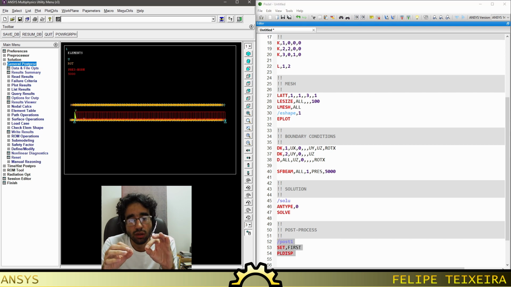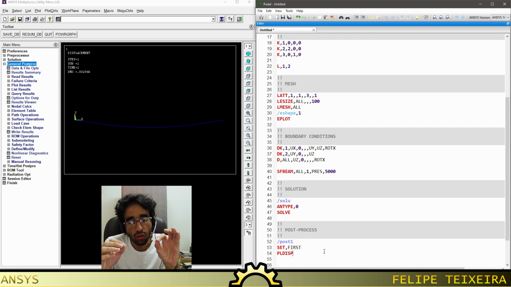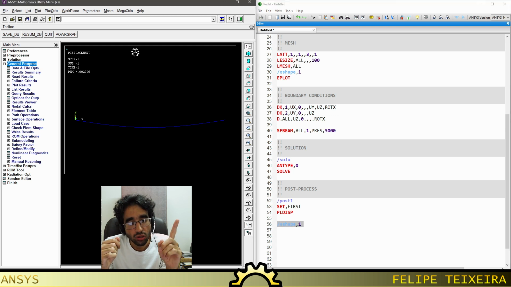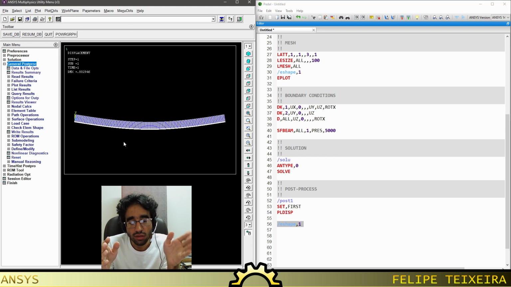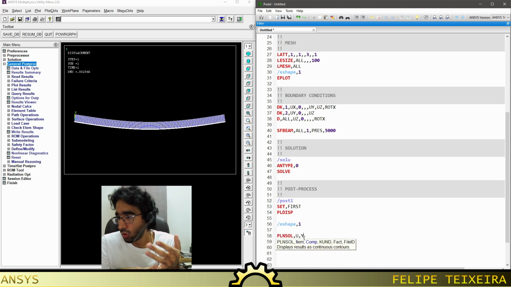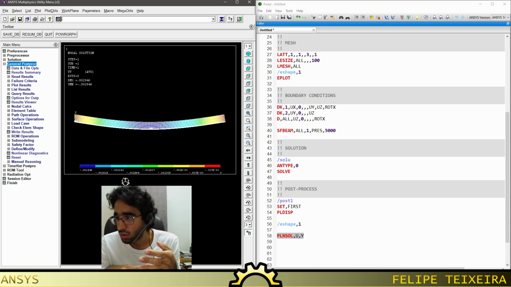If we want to see the structure with the representation of the cross-section, we have to turn it on using the /eshape command. So there it is. And now I'm going to plot the displacement, but in colors I'm going to show the UY degree of freedom. So I'm going to plot y direction displacements in colors. That is done using the plnsol, plot nodal solution command. So I'm going to plot the nodal solution for u, the displacements, along y, the y direction. That's what this command does.